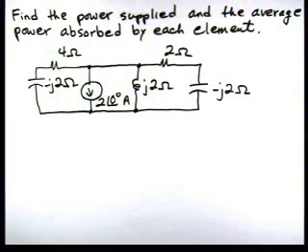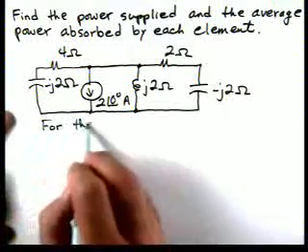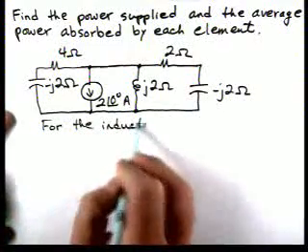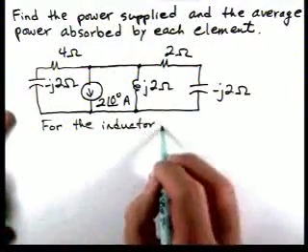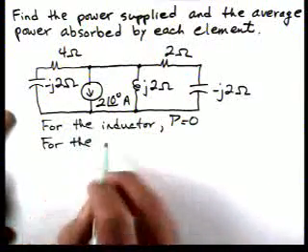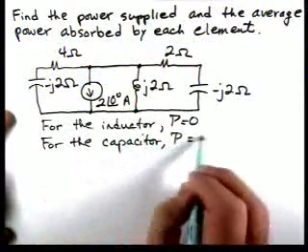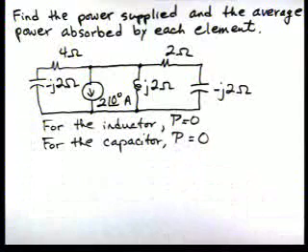In this problem, we want to find the power supplied and the average power absorbed by each element in the circuit. So, for the inductor, we know the inductor doesn't absorb any average power, and also the same is true for the capacitor. So we know that the average power absorbed by the inductor and capacitor are both 0.